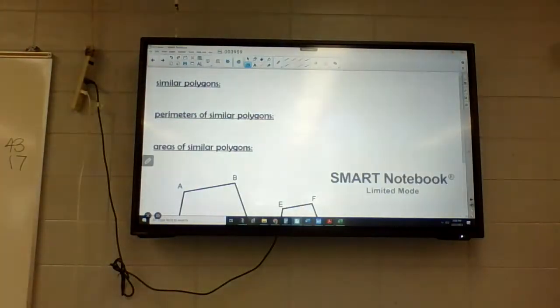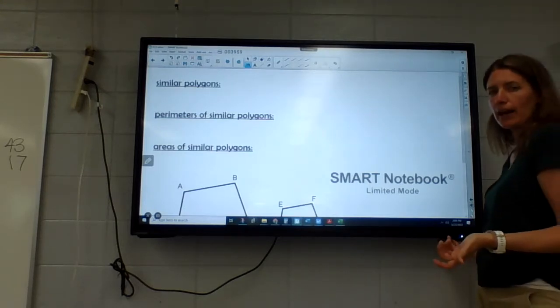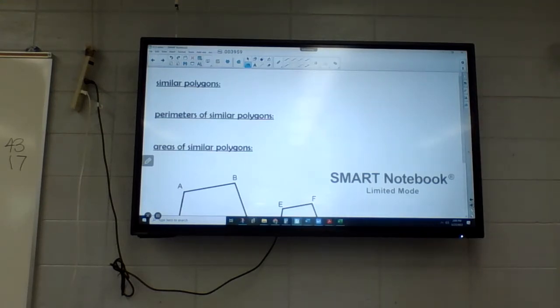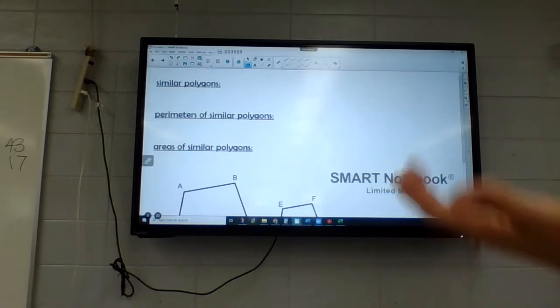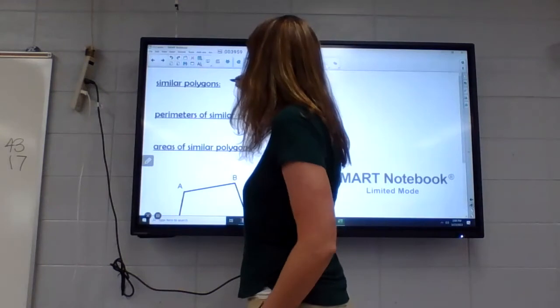it still was good for us to talk about scale factor, but we're going to talk about the areas and also the perimeters of similar figures. So if we have similar polygons, if you guys recall, similar polygons have the same shape, but they're different sizes. And then we said their sides are proportional.